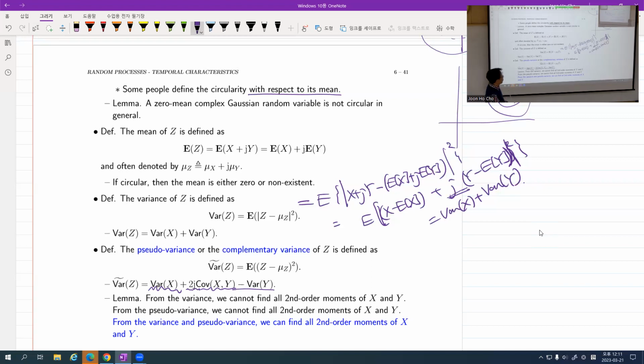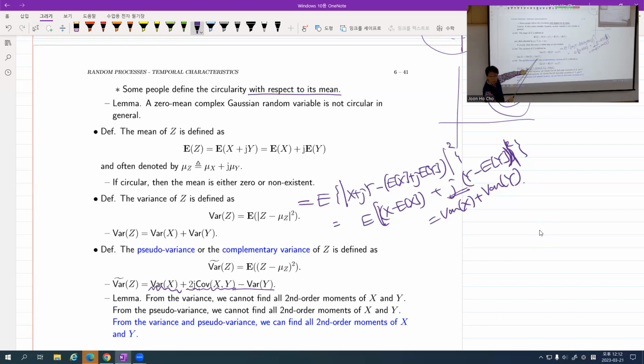Now let me ask you a question. Suppose I give you two numbers. One is a real number, that is the variance, and the other is a complex number, that is the complementary variance. I give you these two numbers, and then I ask you to find the variance of x, the variance of y, and the covariance of x and y. Can you find them now? Yes, you can.